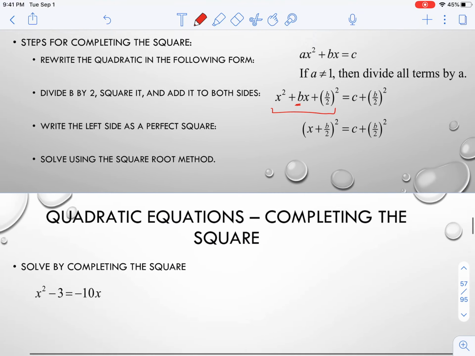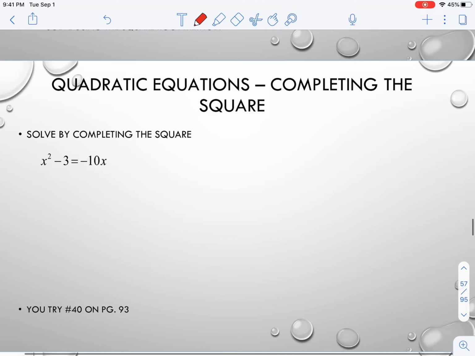So let's do this where we actually have a couple of numbers. Here I've got x squared minus 3 equals negative 10x. If I put this into standard form, I'd have x squared plus 10x minus 3 equals 0. And if I ask myself, are there two numbers that multiply to negative 3 that add to positive 10? Obviously, no, they don't exist. So a is 1. Let's try completing the square.